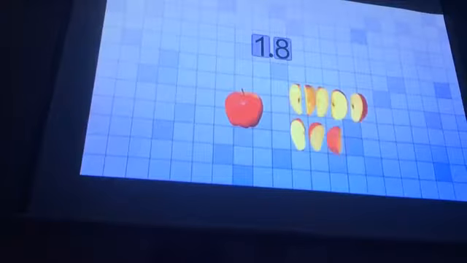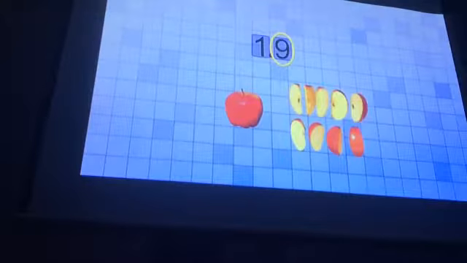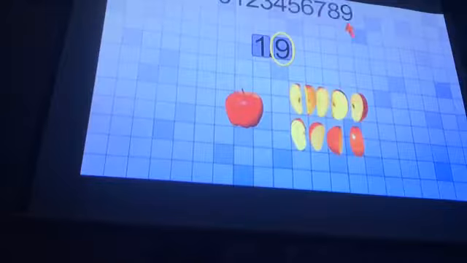6/10, 7, 8, and 9/10. Now we have 1 whole apple and also 9/10 of an apple. But our tenths place is maxed out with the digit 9. That's as high as it can count.